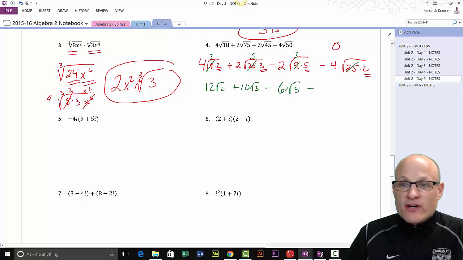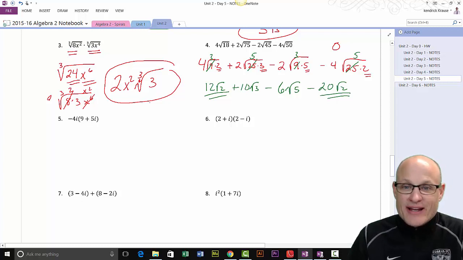Minus, this is 5, 20 square roots of 2. So this one and this one are the only two that are going to be combined, because the others don't have radical 2s in them. So my answer is negative 8 radical 2, that's putting those together, plus 10 radical 3, minus 6 radical 5. And that's my answer in its most sloppiest form.